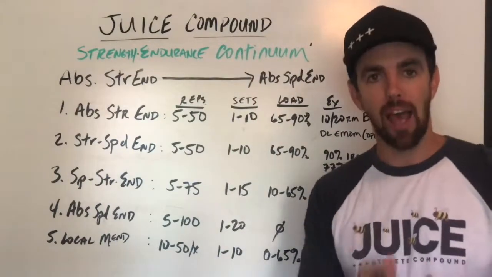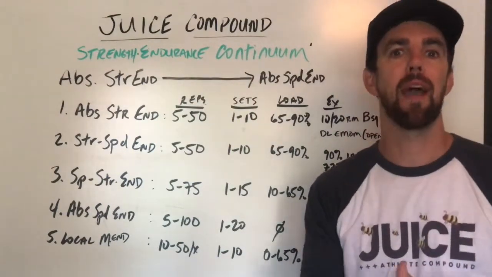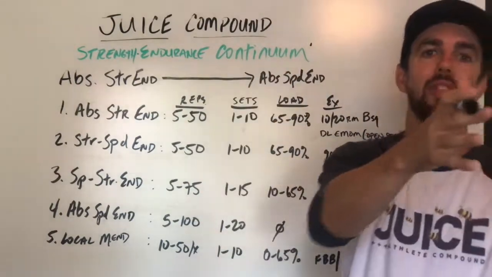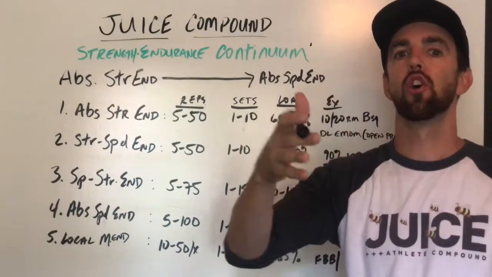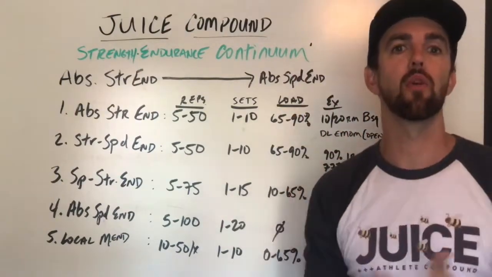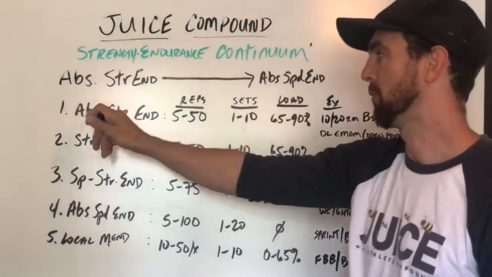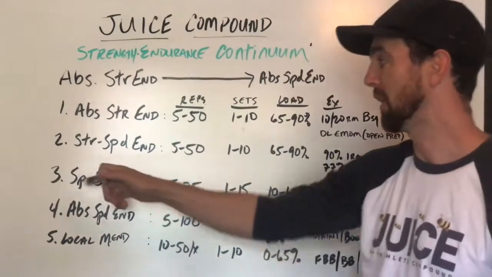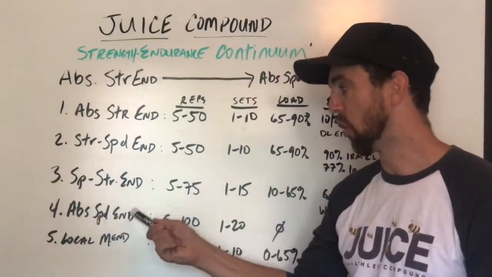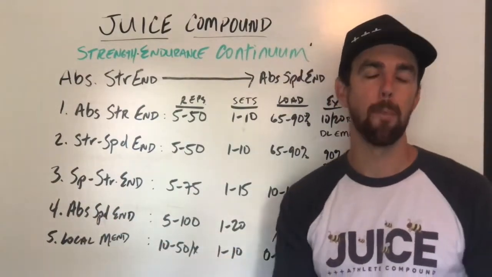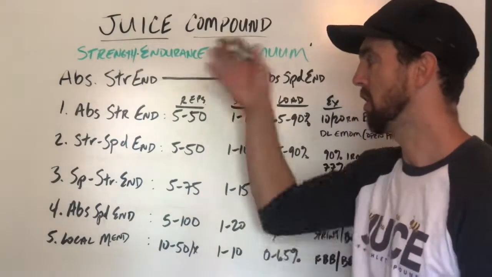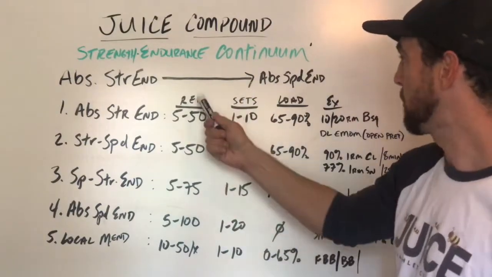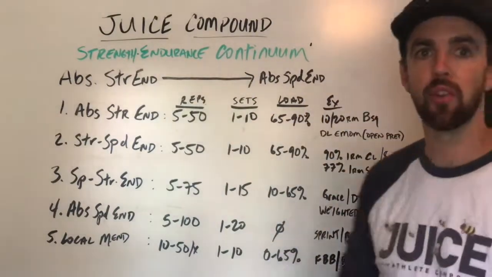So it's taking the absolute ceiling and the abilities we raise of maximizing absolute force production and absolute speed production, and now trying to build out on that and see what repetitions we can get to enhance its ability to endure and continue those qualities. So we're going to go again from absolute strength endurance, then strength, speed endurance, speed strength endurance, absolute speed endurance, and then we have a fifth one here of just local muscle endurance as a limiter for the endurance part. On this spectrum, we broke it down into three different areas: reps, sets, and loads. We'll go over some examples here in a minute.